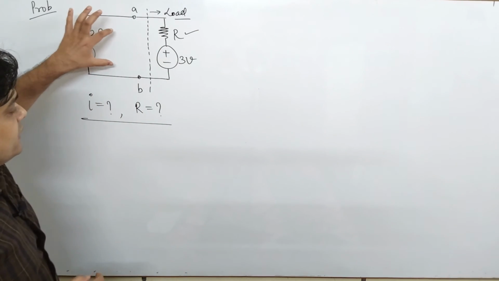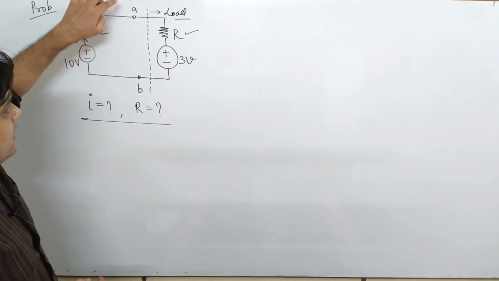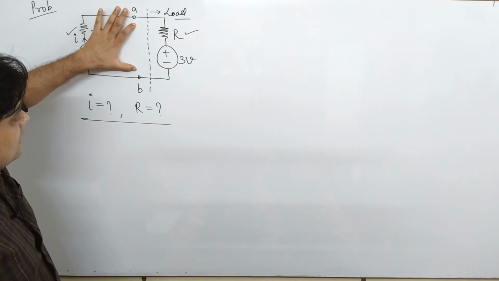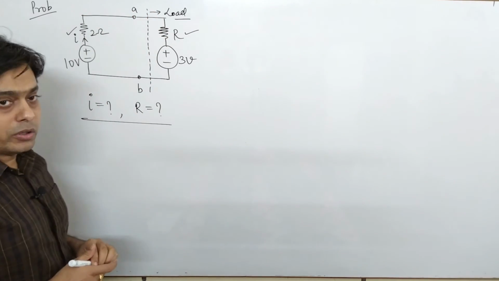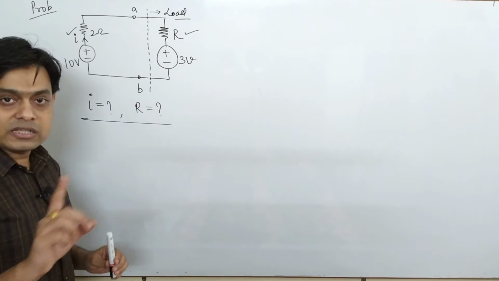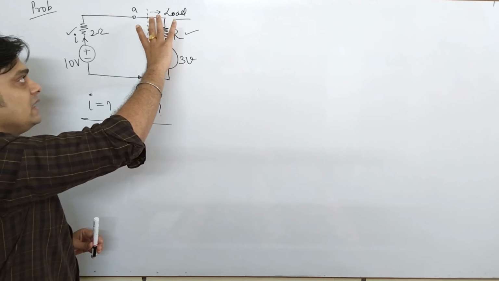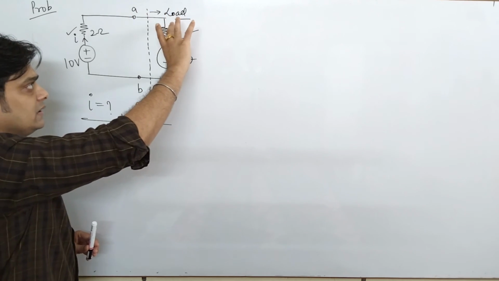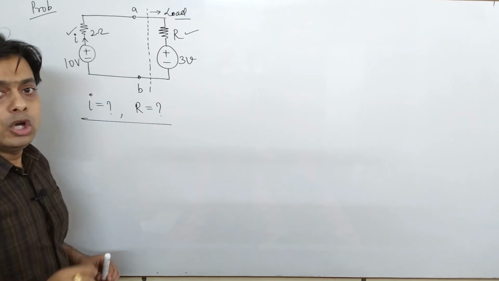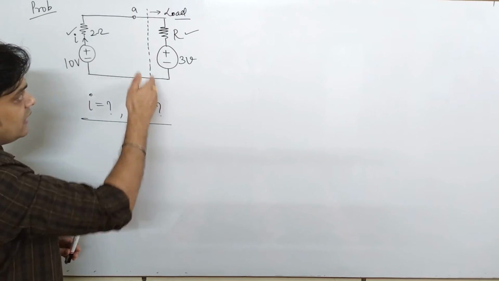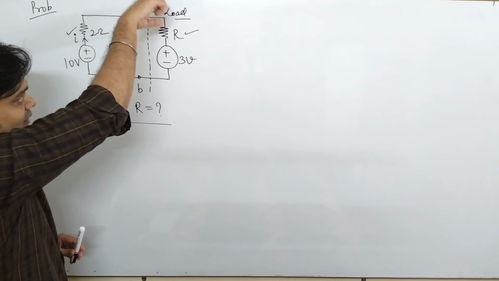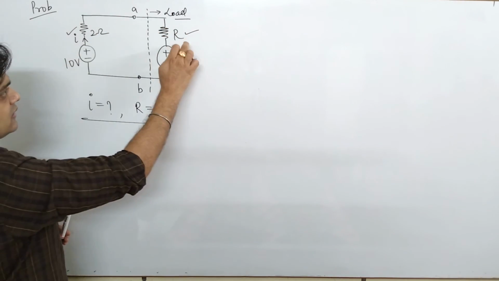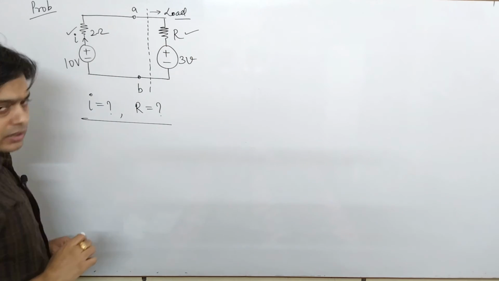Now please try to understand what is the condition of this network. Here this is a network, and across the terminal AB, this entire network is considered as a load, not R. R is not the load here. This entire network is connected at terminal AB and is considered as a load. That's why I have drawn this line to show that yes, this is a load. So the question was, what is the value of this R?